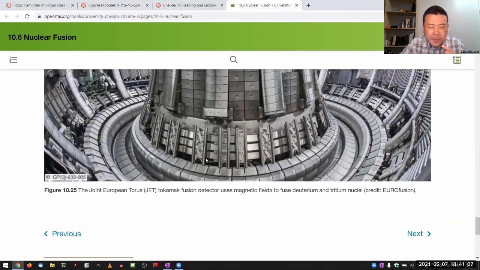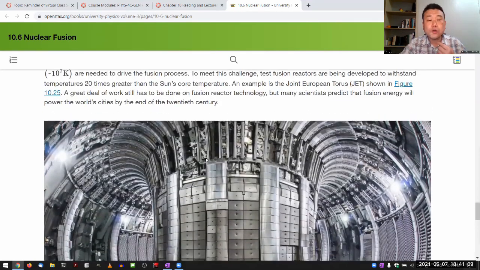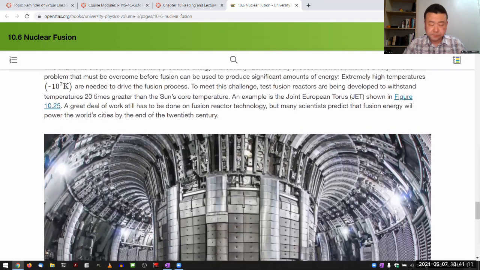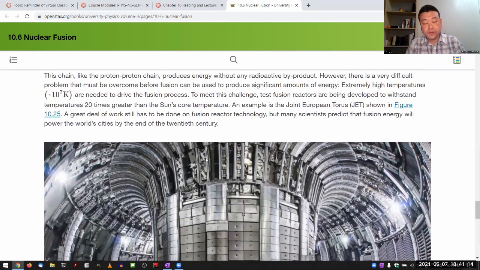Yeah, so they're not going into detail about the kind of confinement that they use. So they use magnetic fields because fields can withstand any temperature.